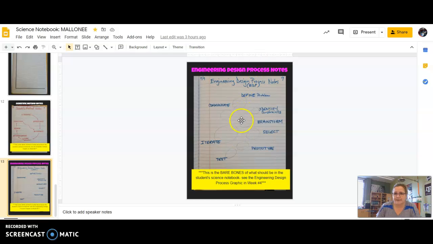Same thing with the engineering design process. We just kind of sketched in some circles. You can go back in and draw in those pictures and add to your notes. Okay, add it so that it makes sense to you. Put it in your language.